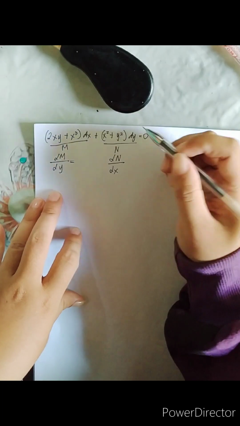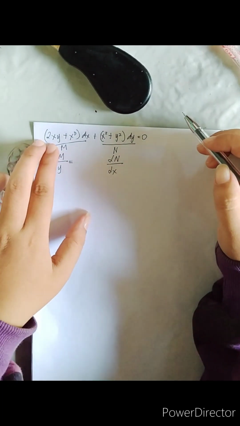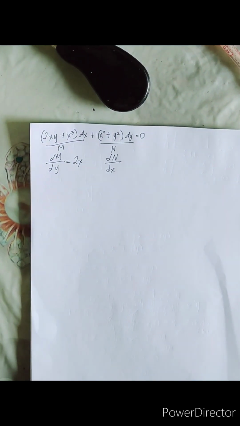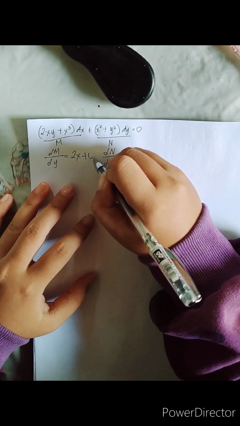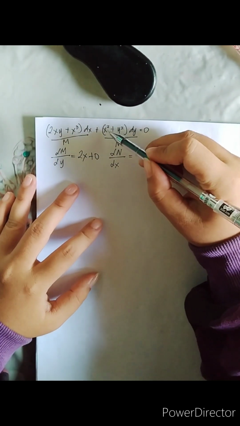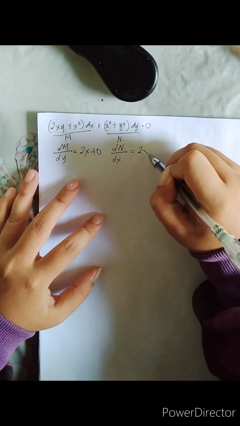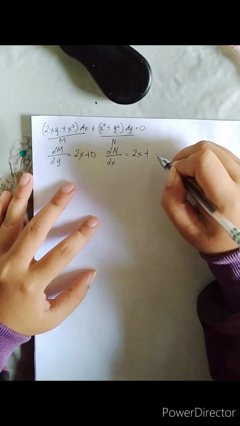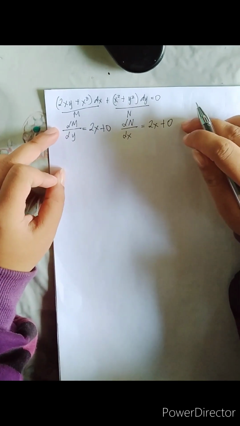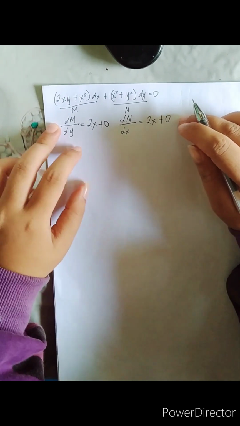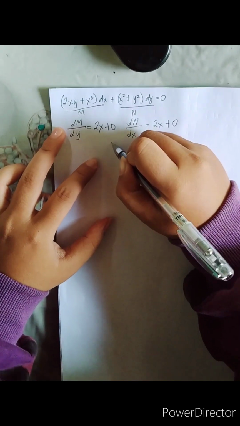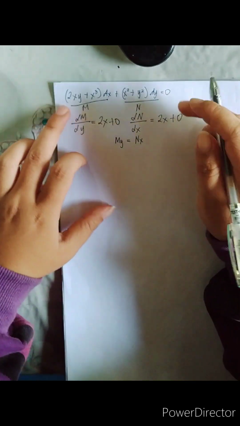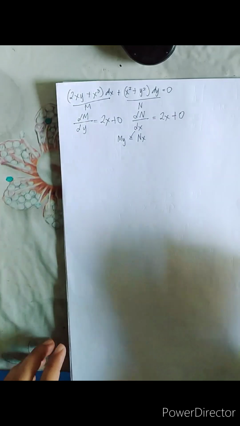So here it goes. The partial derivative of 2xy in terms of y will be 2x, and the partial derivative of x cubed in terms of y will be 0. Next, the partial derivative of x squared in terms of x will be 2x, plus the partial derivative of y squared in terms of x, which will be 0. As we can see here, both partial derivatives are equal. Therefore, our My is equal to our Nx. Then, this equation is an exact differential equation.